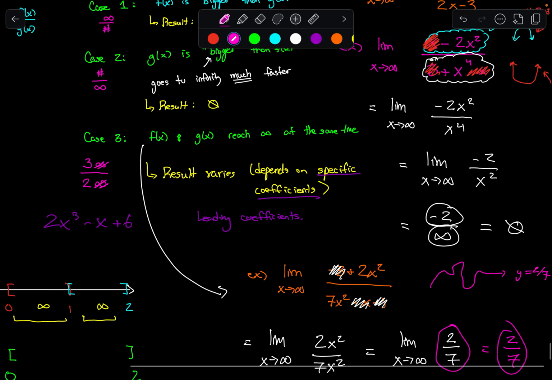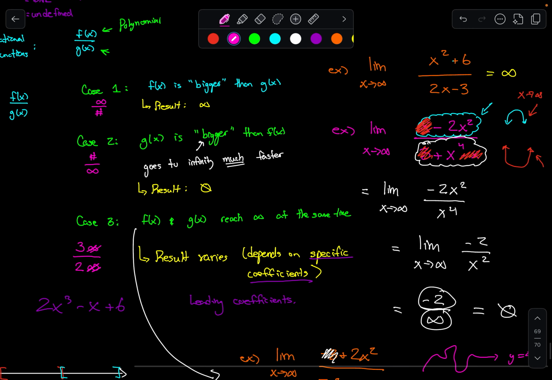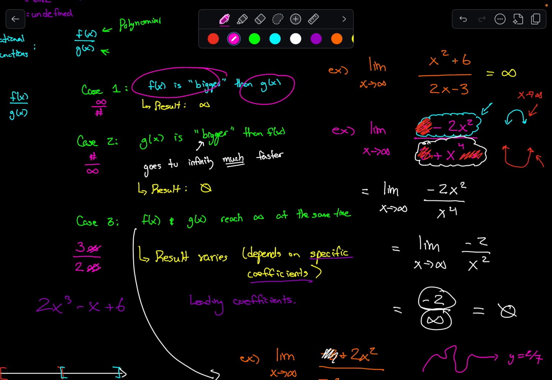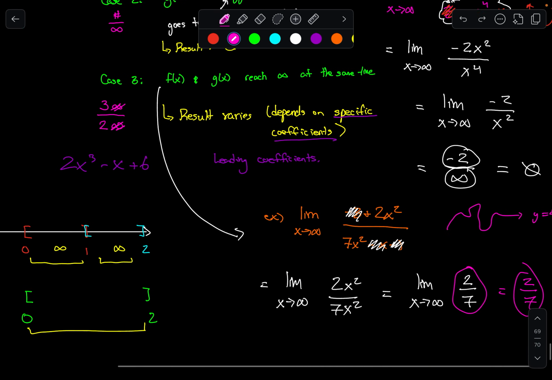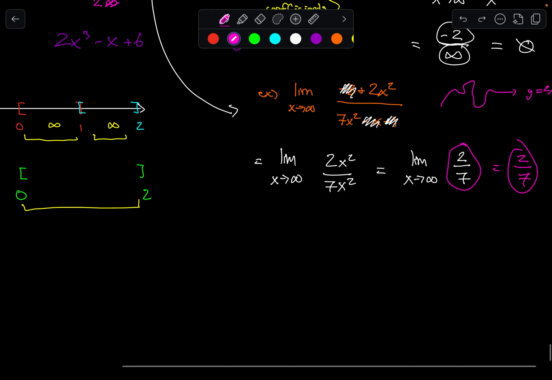And so that's it. These are the cases. There's 3 cases. You learn about them in pre-calculus. You learn if the degree of the top is bigger than the degree of the bottom, or if the degree of the bottom is bigger than the degree of the top, or if they both have the same degree, right? If they're both the same size, then you look at the coefficients. That's the way you learn it in pre-calculus. But now with limits, we can understand a little bit better why that is the case.